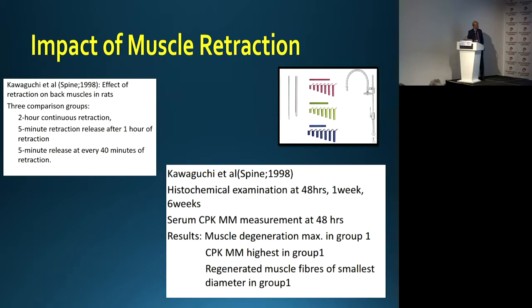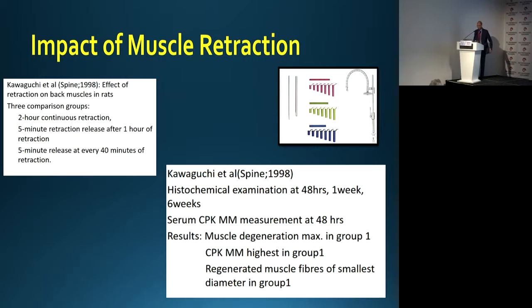So what impact of muscle retraction was shown in 1998 in rats and back muscles. They had 2 hours of continuous retraction, 5 minutes retraction and release for an hour, then again retraction, and 5 minutes release at every 40 minutes. So 3 groups.